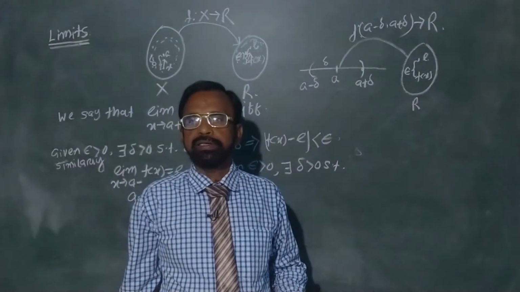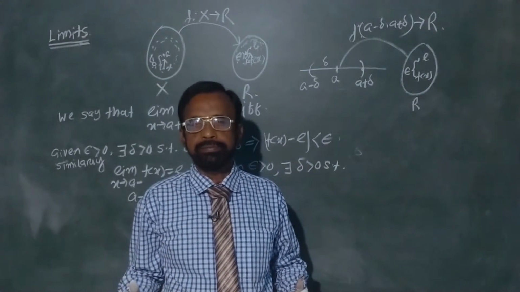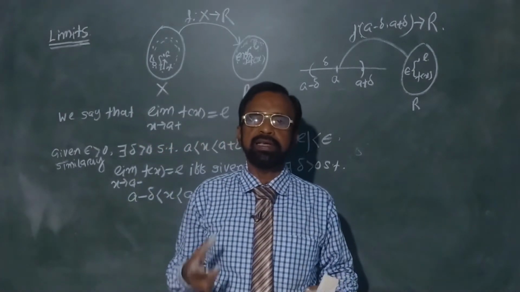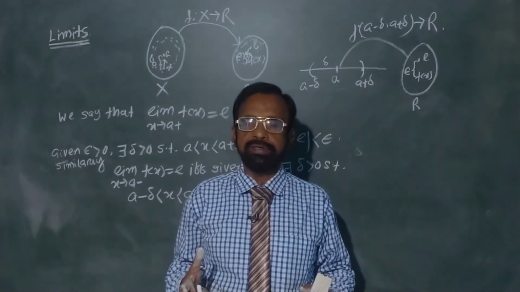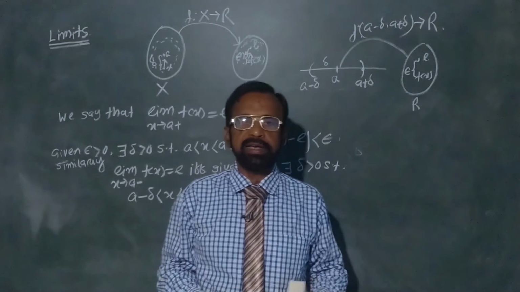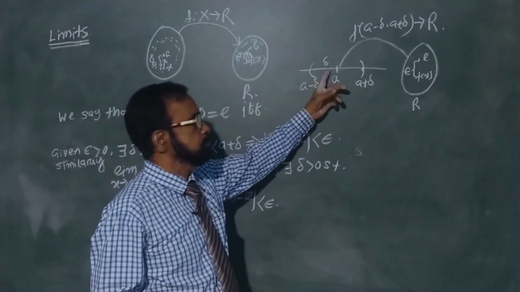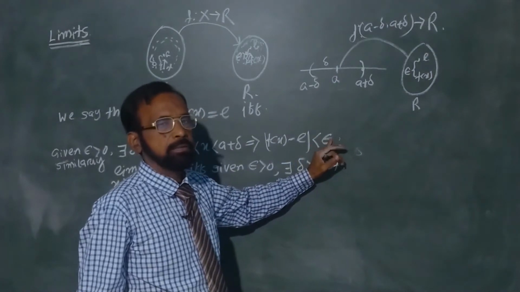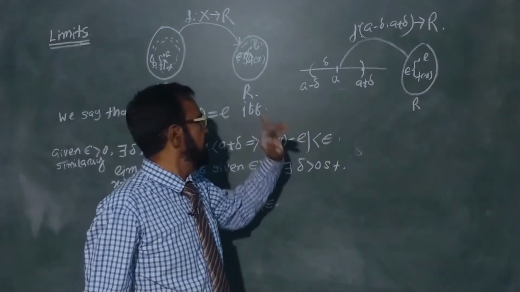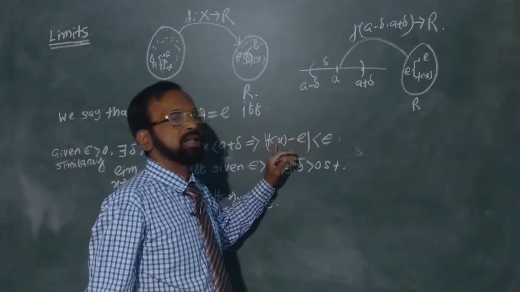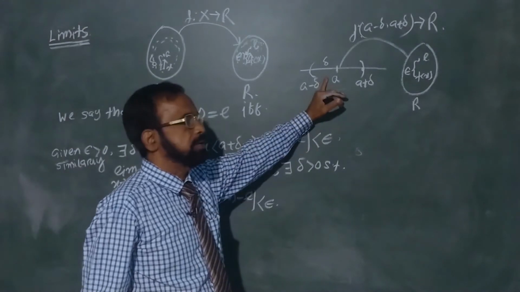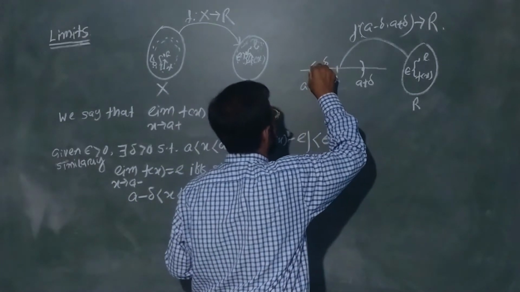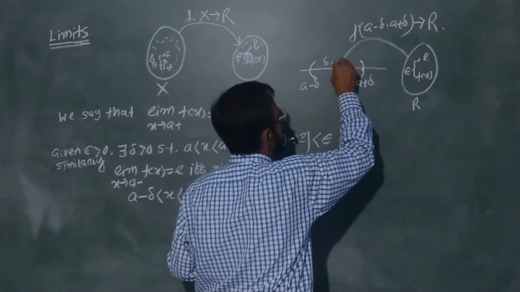We have already discussed the limit. Now we discuss what is the left hand side limit and what is the right hand side limit. In ordinary language, when x approaches a from the left implies |f(x) - L| is less than epsilon, then we say that L is the left hand limit of this function f(x) at x equal to a. That means x moves from a minus delta to a.